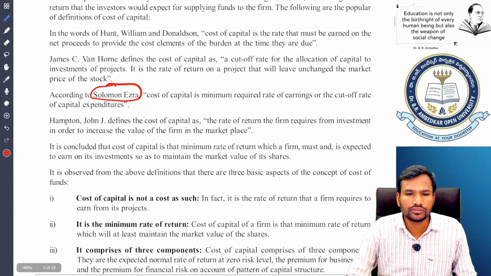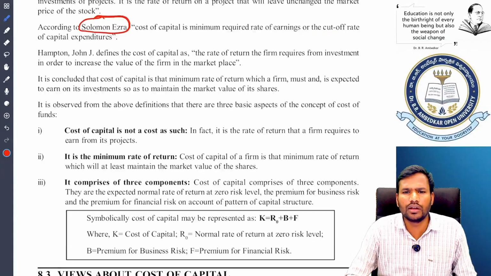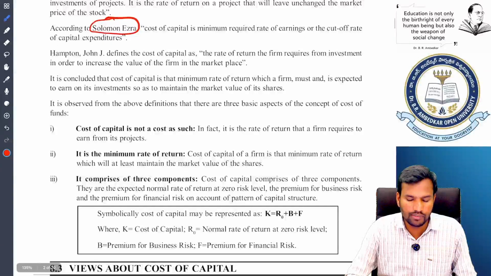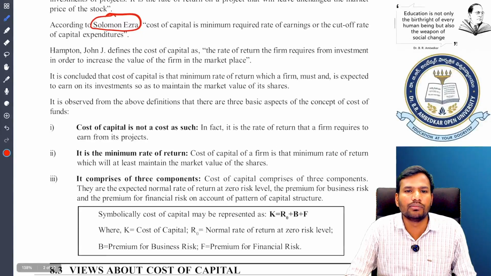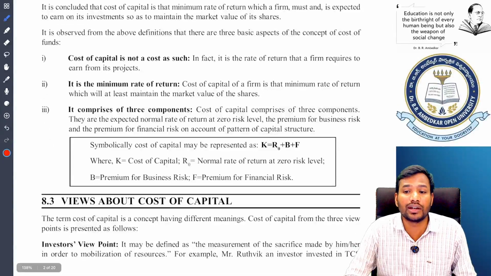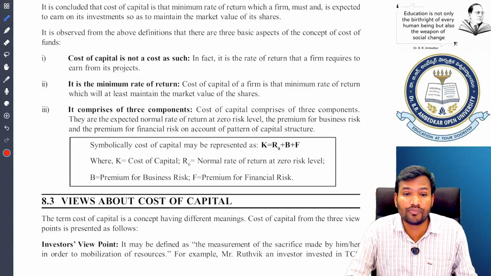The cost of capital of a firm is that minimum rate of return which will at least maintain the market value of the shares. After investment of that amount, the company should generate minimum income to pay those who provided the amount to the organization. In case the company is not generating minimum income, then it will lead to problems.